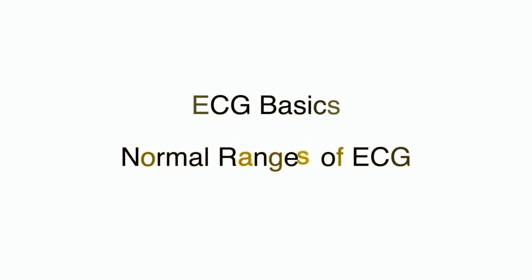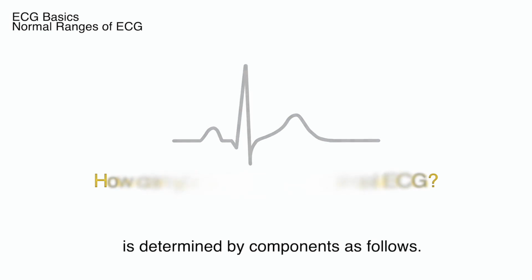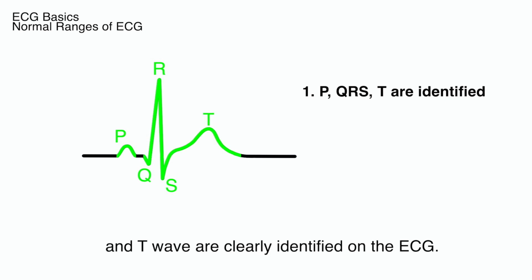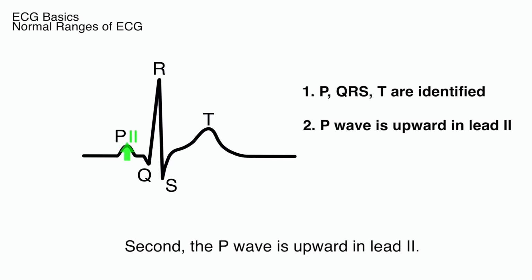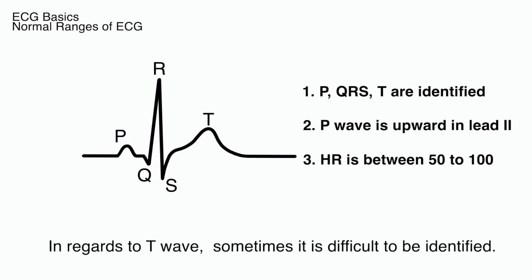At the end of this video, we will talk about normal ranges of ECG patterns. The diagnosis of a normal ECG is determined by components as follows. First, the P-wave, QRS complex and T-wave are clearly identified on the ECG. Second, the P-wave is upward in lead 2. Third, the heart rate is between 50 to 100 beats per minute. In regards to the T-wave, sometimes it is difficult to identify.